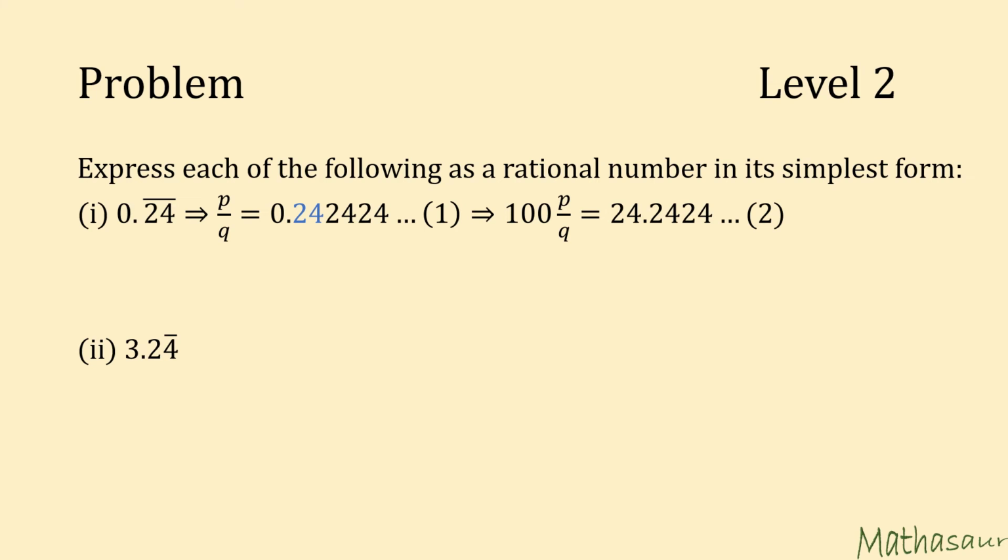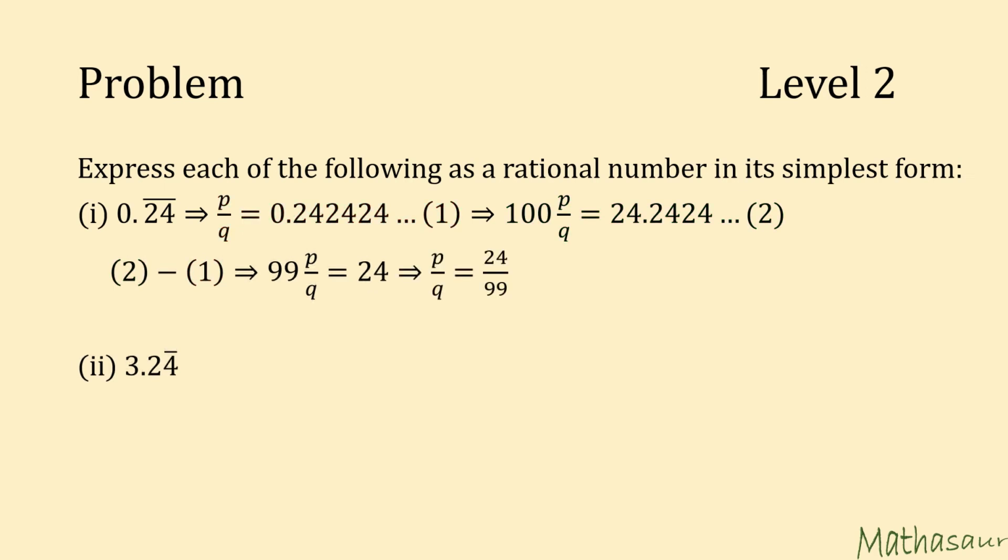So we get 100 times P by Q is equal to 24.242424 and so on. Now if we look at statements 1 and 2 and subtract them, we would get rid of the places after the decimal because they are a non-terminating repeating decimal. So we get 99 times P by Q is equal to 24. Let us cross multiply and simplify. We get P by Q is equal to 8 by 33.